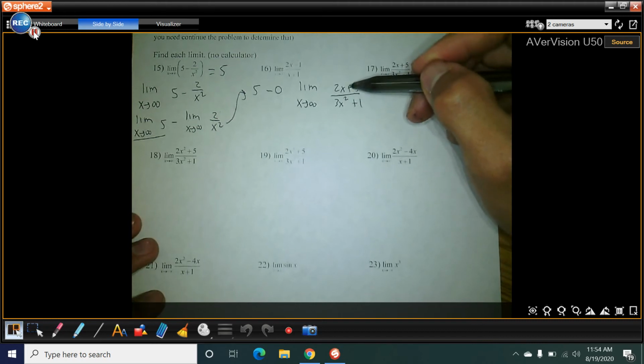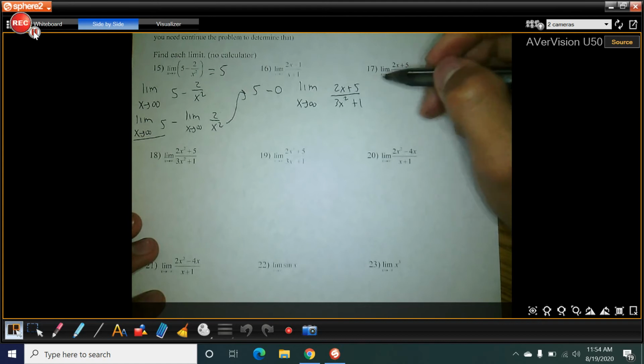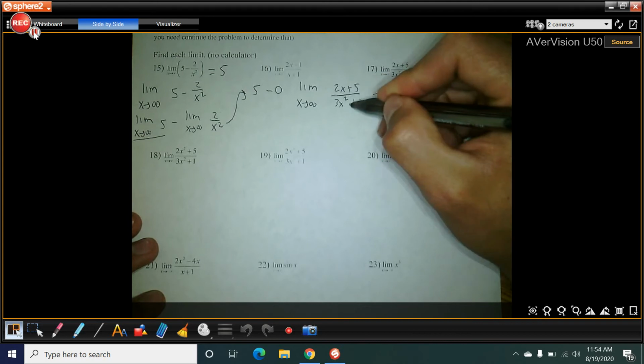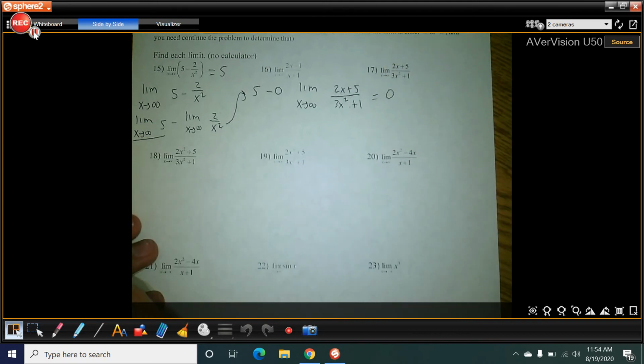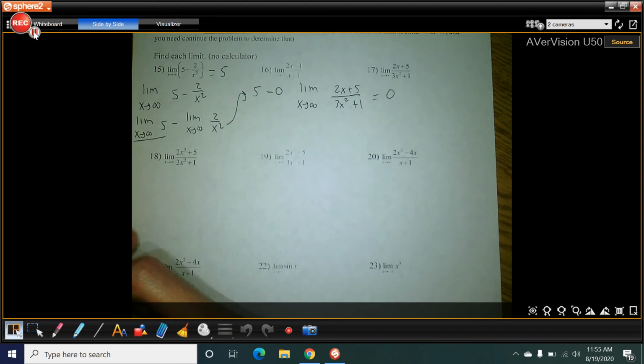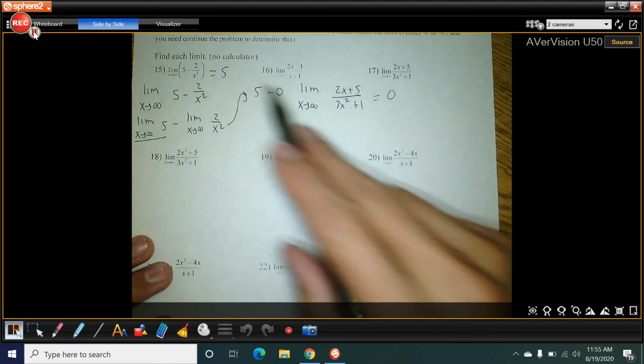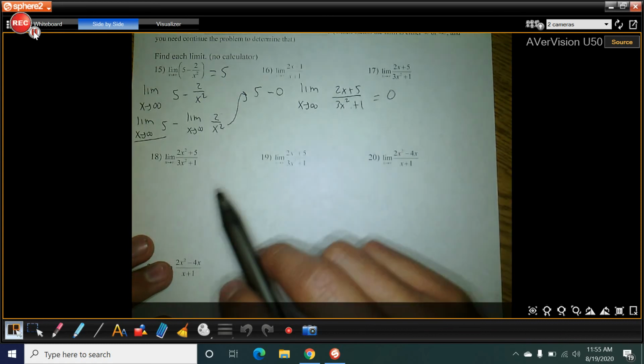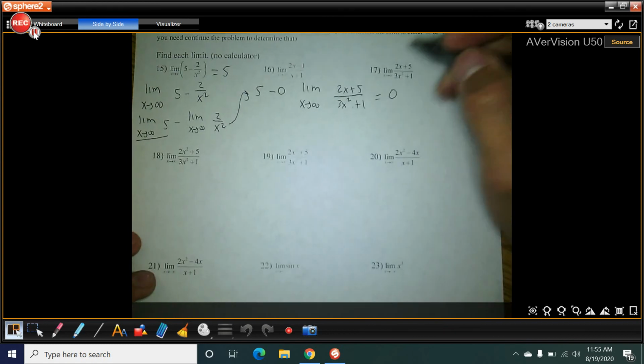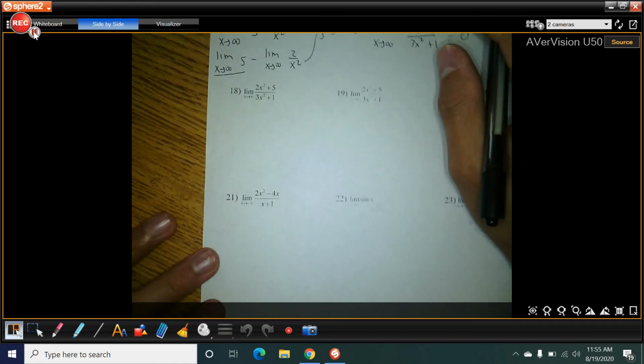In this case, we have a horizontal asymptote at y equals 0 one more time, because the denominator is bigger than the numerator, and that would be the entire problem there. This one you cannot break up into two as I did on the first one, because you can't break up the denominator. All right, let's try number 18.